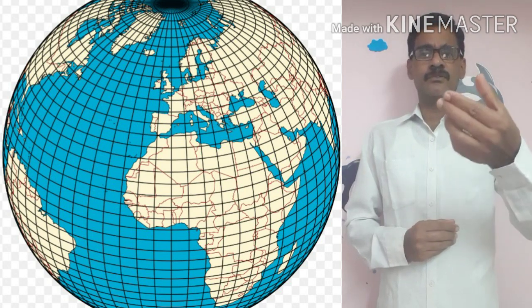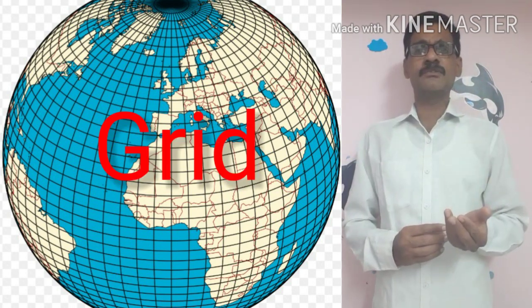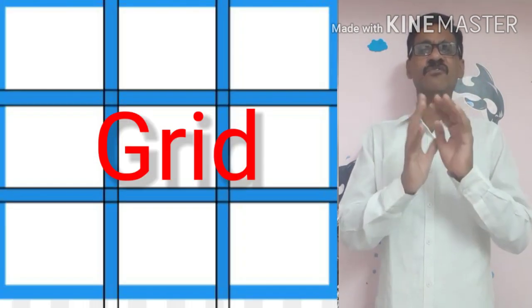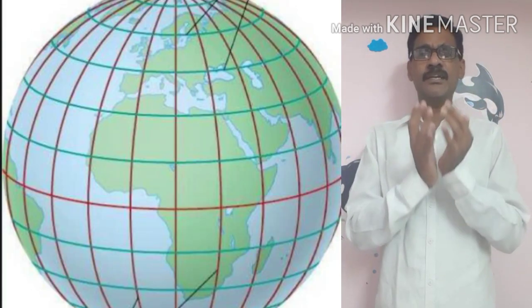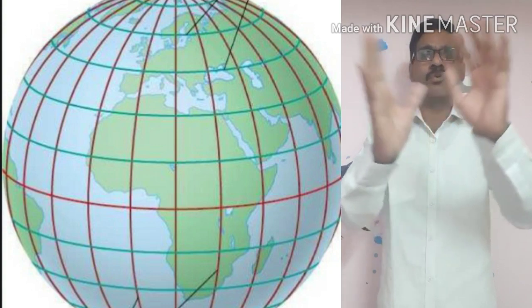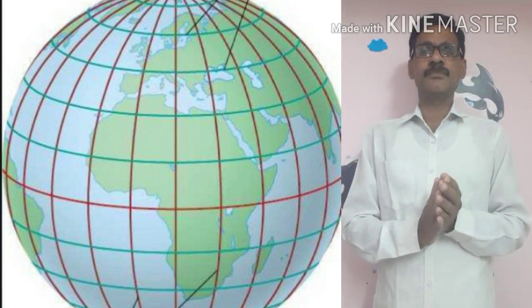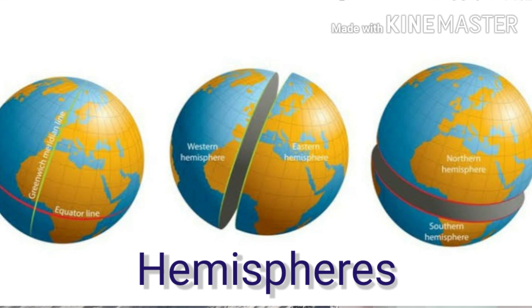And with the network of latitudes and longitudes, one grid is formed. With the help of that grid, we locate one place on the globe. And you know, we have studied in the earlier class about the hemispheres: Northern Hemisphere, Southern Hemisphere, Eastern Hemisphere, Western Hemisphere. These are the four hemispheres.